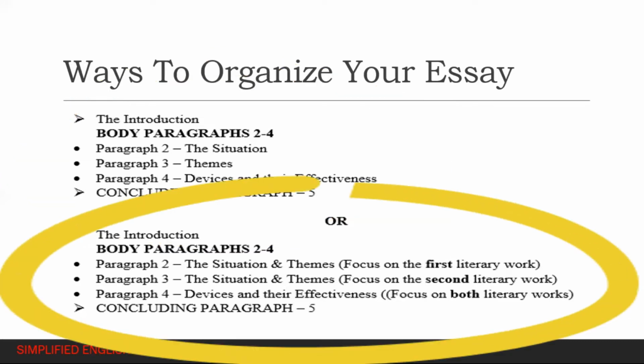Another way to organize your essay is, of course, your introduction. Just like the top one, it remains the same, it doesn't change. Then you have your body paragraphs 2 to 4. In body paragraph 2, you're going to focus on one poem or short story. And in this paragraph, you're going to talk about the situation, which is the first part of the question, and the themes, which is the second part of the question, in one paragraph. Then you're going to talk about your next literary work, poem or short story, in your third paragraph, which is your second body paragraph. In this paragraph, you're going to do the same as you did in the second paragraph, your first body paragraph. Then your fourth paragraph, which is your third body paragraph, you're going to write about the devices and their effectiveness for both literary works.